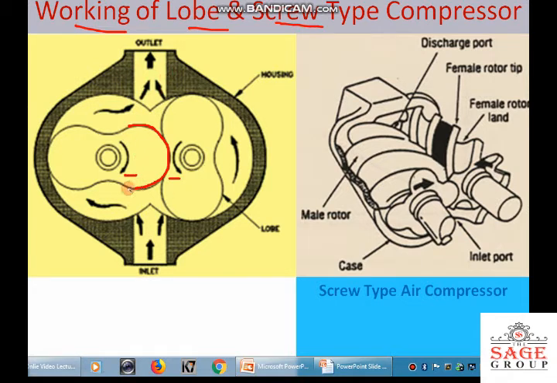Now we can understand how the compression of the air takes place when this rotates. You can see when this lobe is making contact with the housing at this point and at this point, in this section the air is trapped, and when this rotates in the anti-clockwise direction, this trapped air will move from this portion to this section where it will be delivered to the receiver side. The same happens with this lobe also.